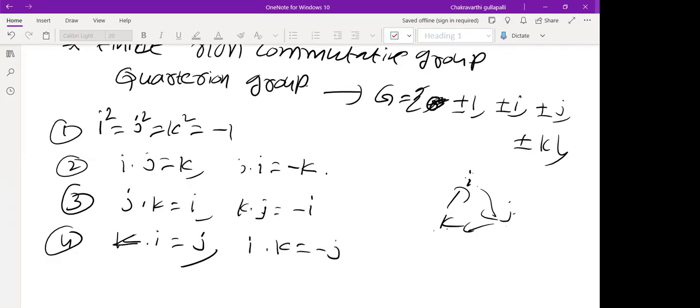So this is called the quaternion group with 8 elements. How many elements are there? 2, 2, 2, 2. This is the best example of a finite non-commutative group. So you'll be asked: which of the following is a finite non-commutative group? So this is the best example. If you go for an interview also, they'll ask this.